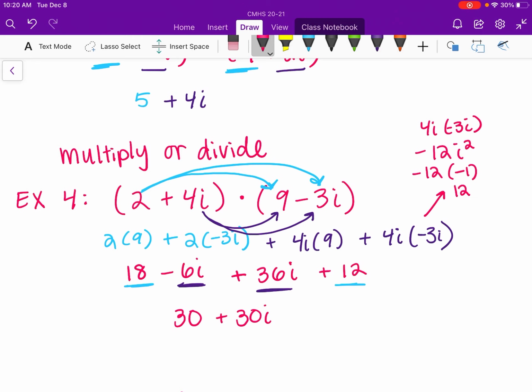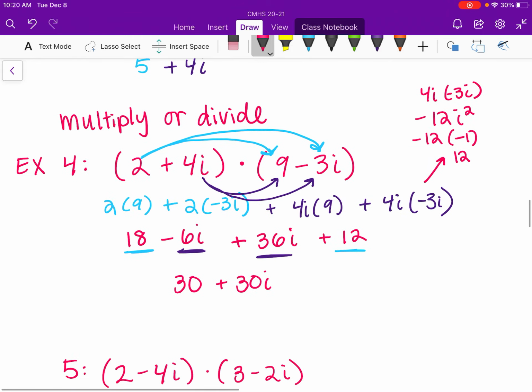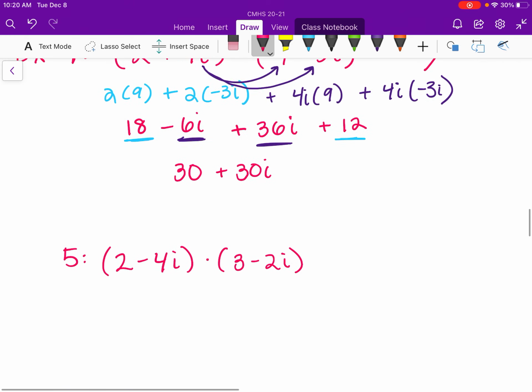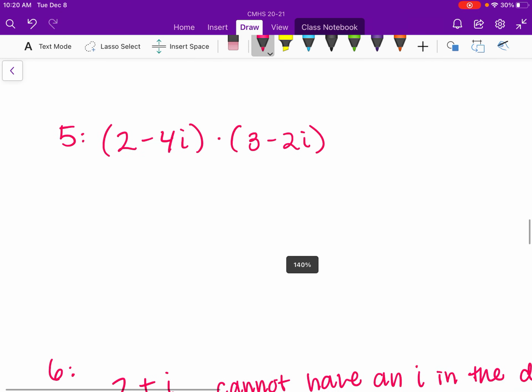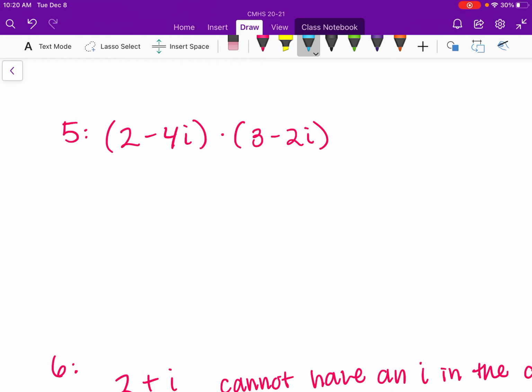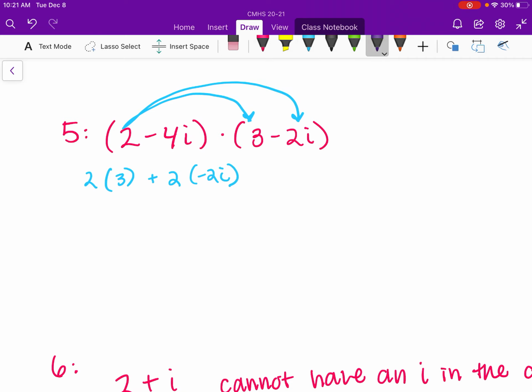So that is how we divide or multiply those numbers. It's a lot, but we can do it. We have one more example of those. Let's start with the blue. It is 2, and it goes to the 3, and then it goes to the -2i. So 2 times 3 plus 2 times -2i. All I'm doing is distributing.